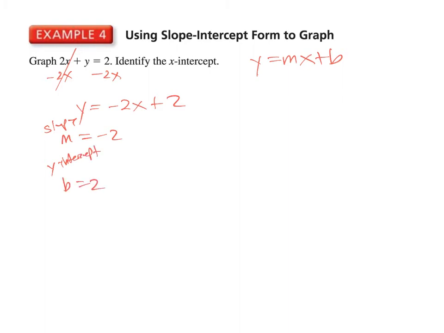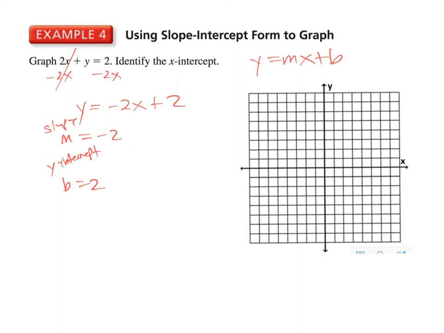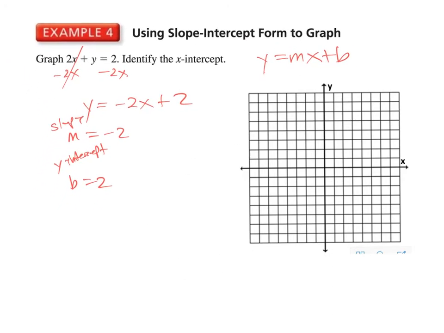All right, now let's throw up a grid to graph on. There we go. Okay, so how does this work? My y-intercept is 2. That means I go on the y-axis, always on the y-axis for the y-intercept. From the origin, I go up 2. So that's my y-intercept. Very important point.